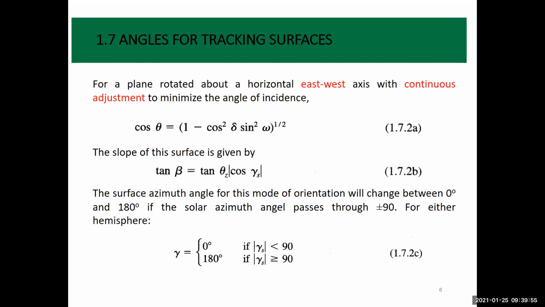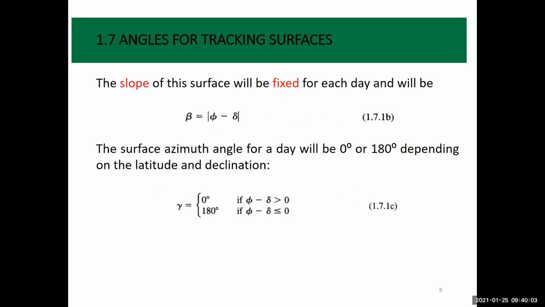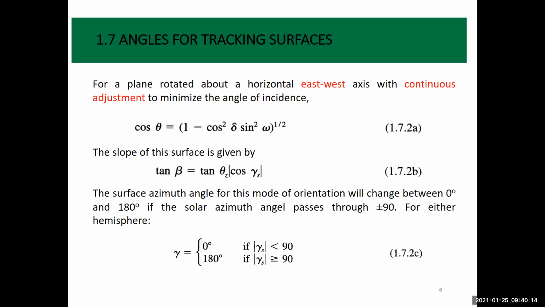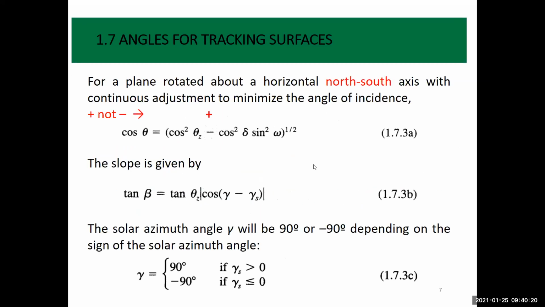If your system is located and rotating around an axis which is extending in the north-south direction, you are going to use these equations here, 1.7.1 A, B, C. If your system is rotating around an axis which is extending in the east-west direction, then 1.7.2 A, B, C are the equations that you are going to use.